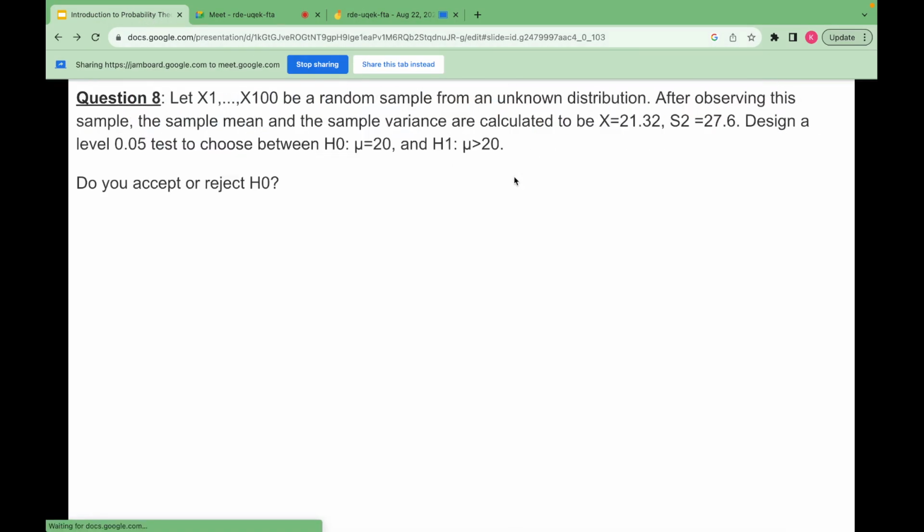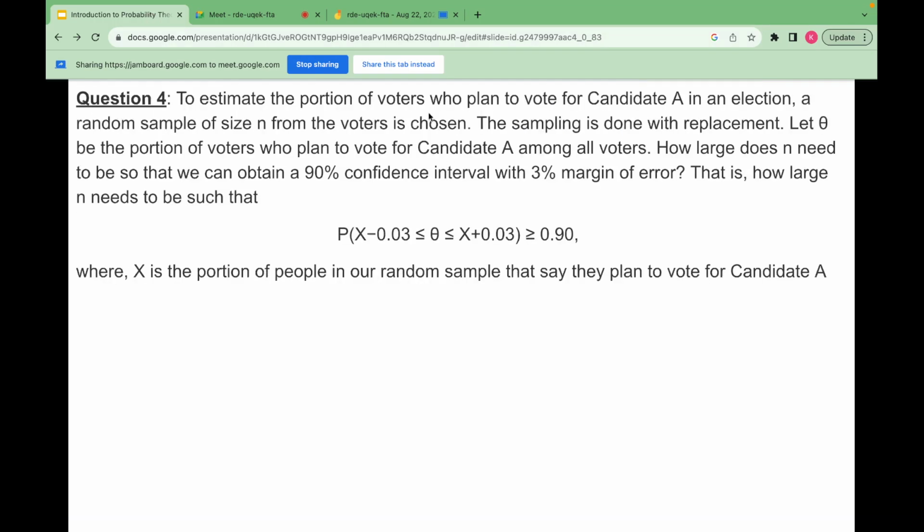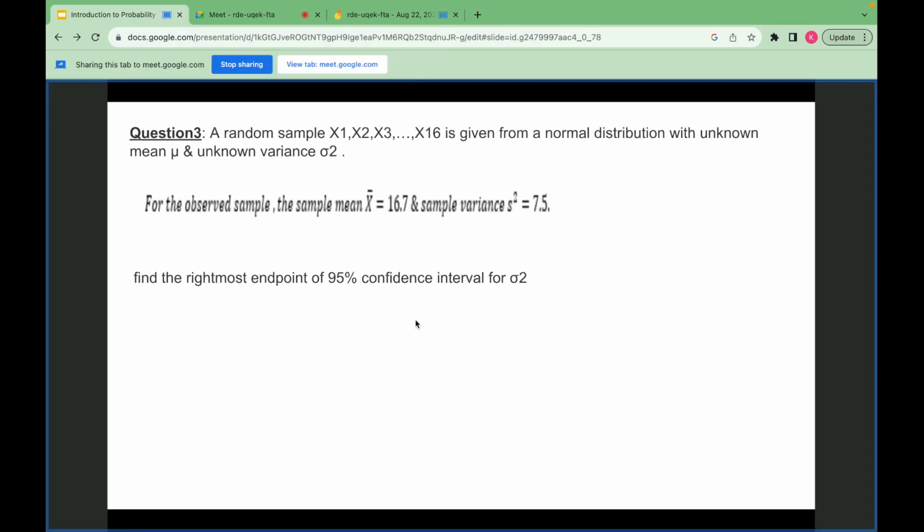So moving to the next question, question 3. Now a random sample of 16 values is given from a normal distribution with unknown mean and unknown variance. We observe the sample mean is 16.7 and the sample variance is 7.5. Find the rightmost end point of the 95% confidence interval of sigma squared. We need to find the range for the variance here.